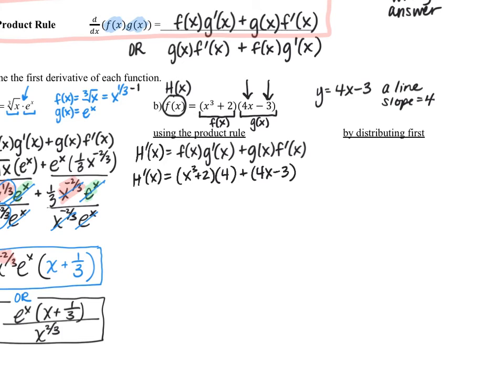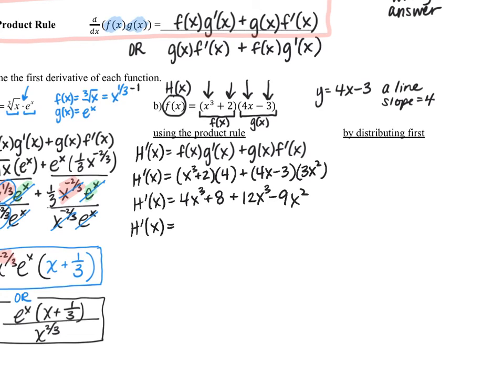Well, the first function has two terms, so we'll compute the derivative of each term separately. The derivative of x cubed is 3x squared, and once again, the derivative of the constant is just going to be 0. So that will be just 3x squared. So if we want to simplify this, we'll go ahead and distribute. So if we distribute the 4, we'll have 4x cubed plus 8. And then distributing the 3x squared will be 12x cubed minus 9x squared.